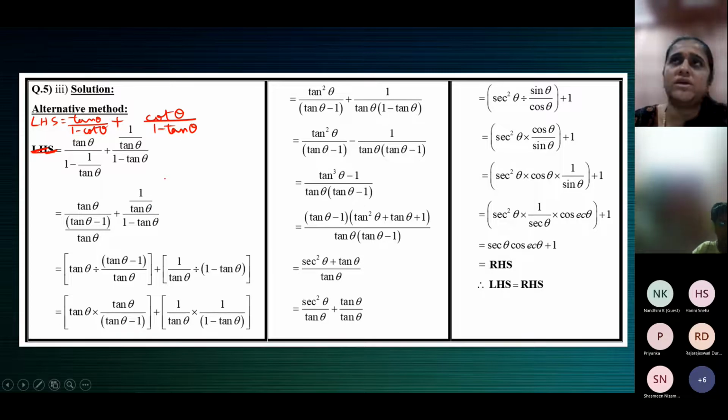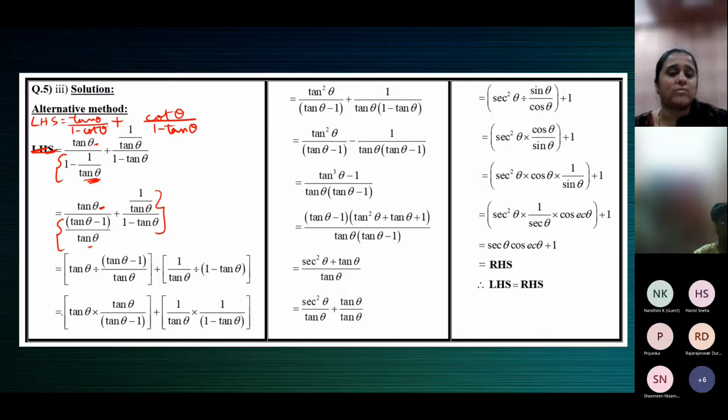Once you do this change, then you just have to take the LCM and all that. So you can see this is the denominator. You can see the LCM here. In the numerator, we write this tan theta as it is. In the denominator, tan theta is a common denominator. So in the numerator, you'll get tan theta minus 1. And here, 1 by tan theta, there's nothing, no LCM and all that. So we write that as it is, 1 by tan theta by 1 minus tan theta, as it is.